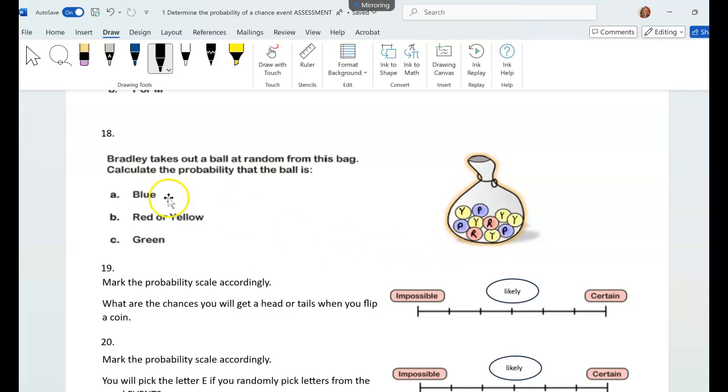All of those balls are put back in the bag. Bradley takes out a ball at random from this bag. Calculate the probability that the ball is green. Write your answer.